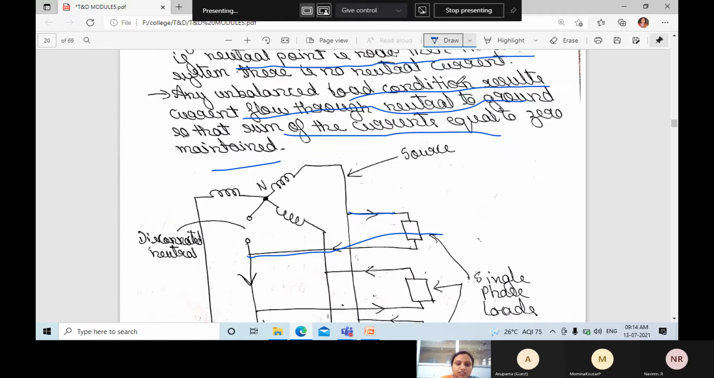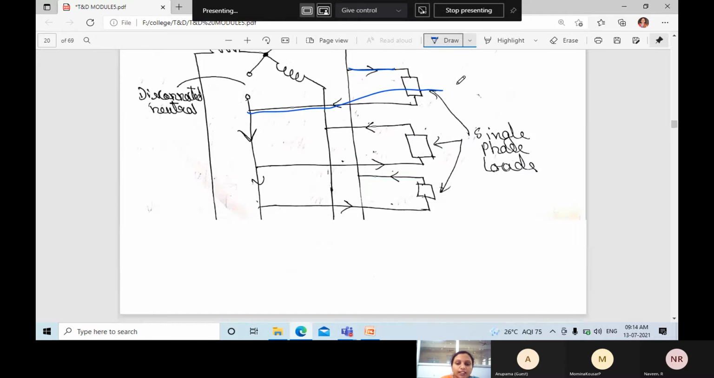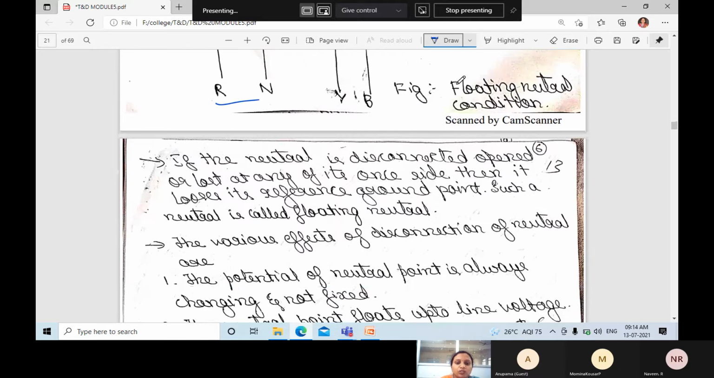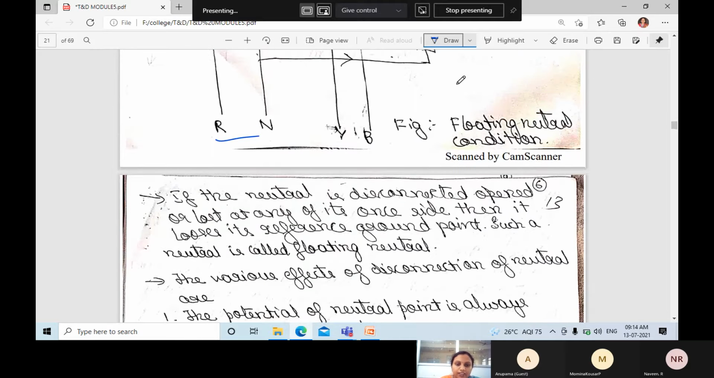Floating neutral condition. This is the diagram of the floating neutral condition. If the neutral is disconnected, opened or lost at any of its one side, then what happens? It loses its reference ground point. Such a neutral is called a floating neutral. What they are saying, one phase and one is neutral.